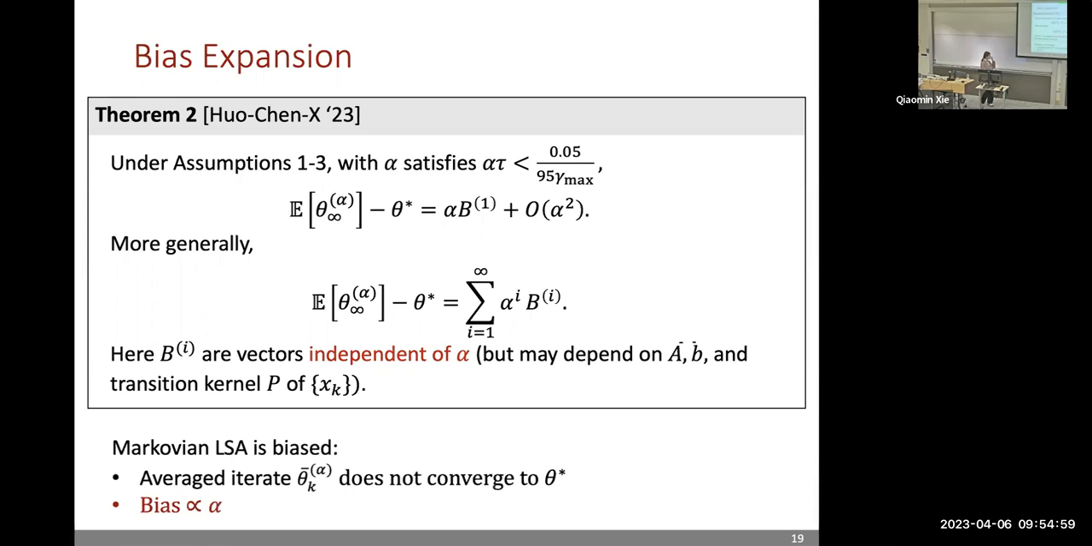So the two key messages here: if we just average over the iterates, they will not eliminate the bias. In particular, it does not converge to the true parameter theta star you want to estimate. Additionally, if you use a relatively small step size, the bias will scale linearly with the step size we use. And that's also consistent with the phenomenon we observed earlier. The larger step size you use, the larger bias you will have.